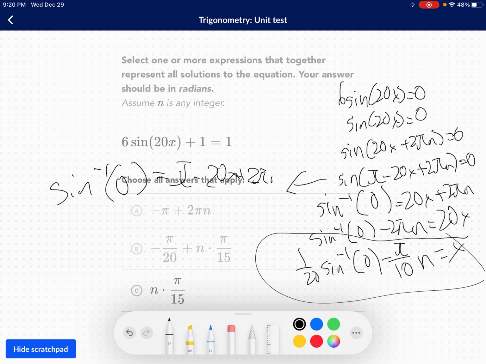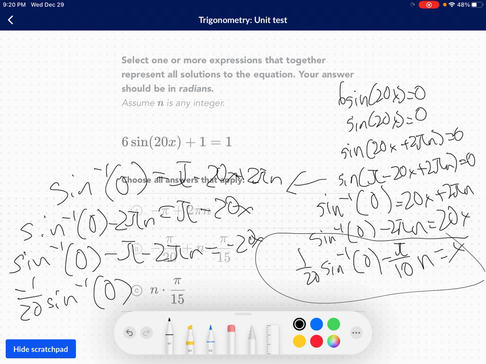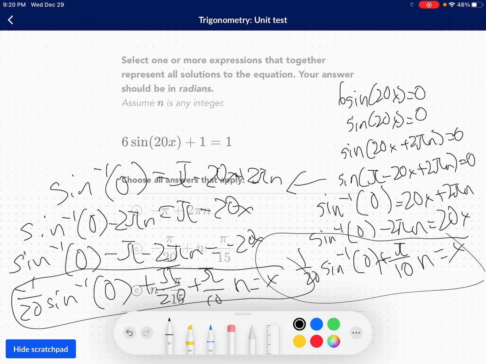The second solution, inverse sine of 0, pi minus 20x plus 2 pi n. Subtract 2 pi n on both sides. Equals pi minus 20x. Subtract pi on both sides. Equals negative 20x. Divide negative 20 on both sides. Plus pi over 20 plus pi over 10 n. This can also be plus because n is an integer, and this is the second solution.